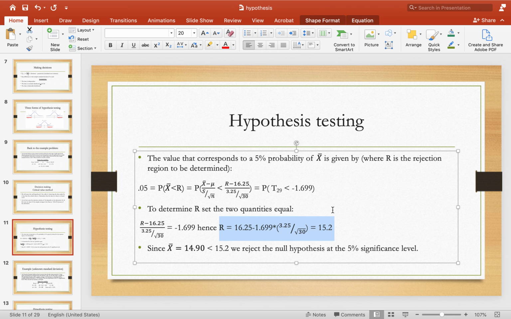We observed a sample average of $14.9 an hour, and that's less than the critical value of 15.2. So it's in the rejection region. Hence, we reject the null hypothesis at the 5% significance level. If I had a different level of significance, I might not be able to reject this hypothesis. So your significance level, that 5%, is very important.